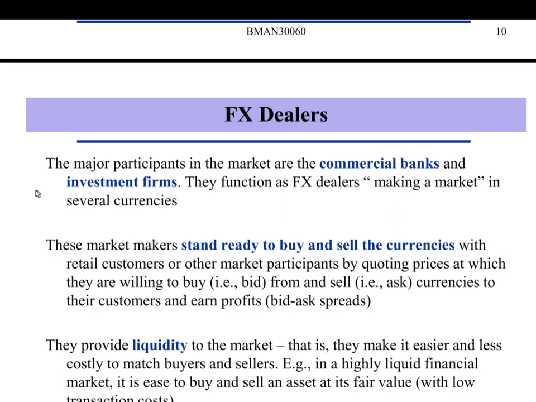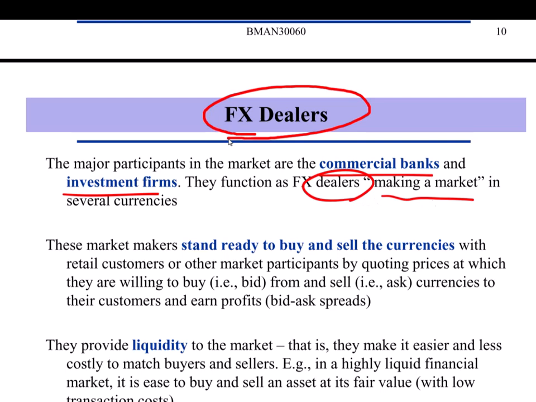Now we want to talk about the major participants in the FX market. First of all, I'm going to talk about the FX dealers. The major participants in the FX market are the commercial banks and investment firms. And they function as dealers. They are making a market in several currencies. What is the meaning of making a market?